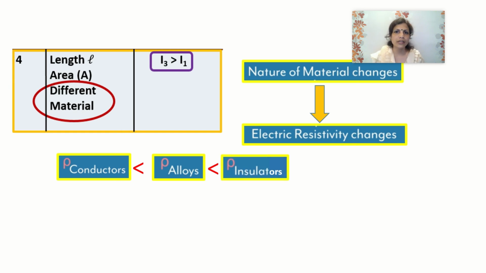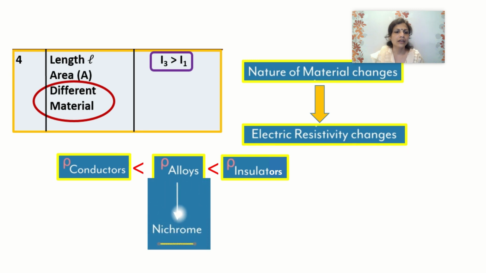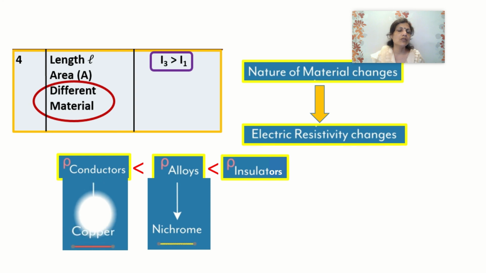Now nichrome is an alloy and copper is a conductor. So copper has the least resistance, nichrome has resistance which is more than copper, and insulators have the highest resistance, and therefore through insulators current cannot pass.